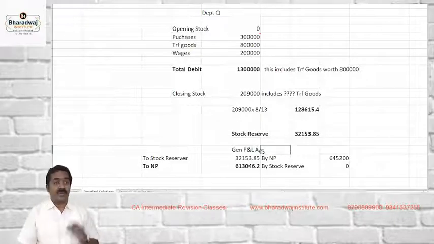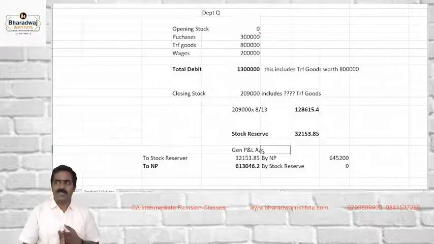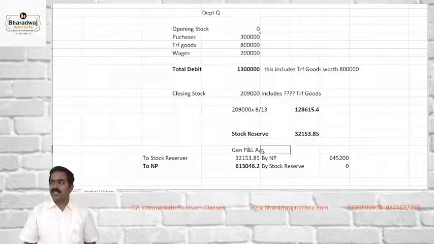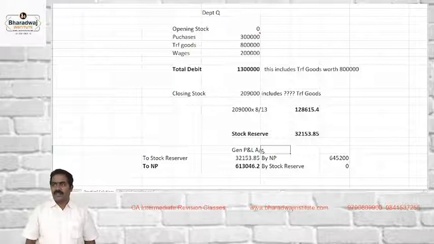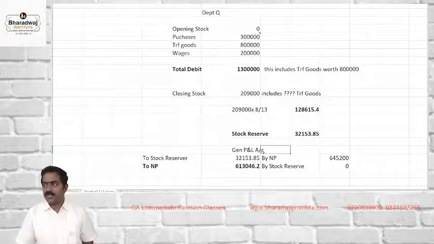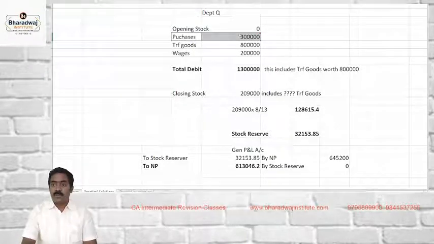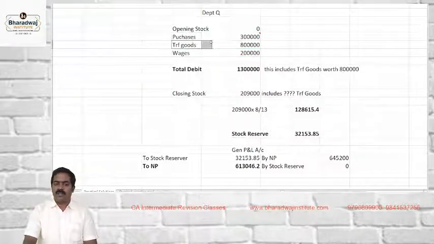Take up this. Another fantastic thinking level problem from the examination point of view. Because if you have not solved this in the classroom, at the exam, first you will not think about stock reserve. Number two, you will directly take 2,09,000 into 25%. But the 2,09,000 is entire stock. Is it like transferred goods? No. We have purchased goods. Purchased goods will be at cost price. Wages also, actual cost only we will record.